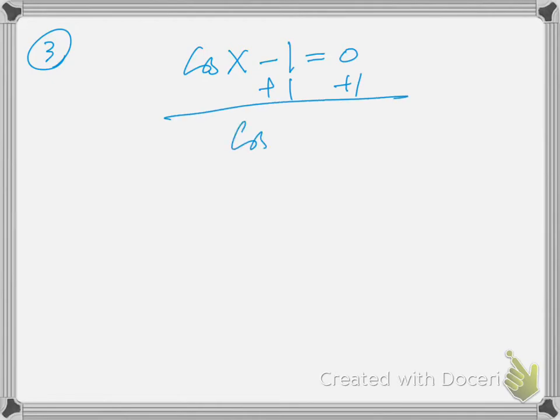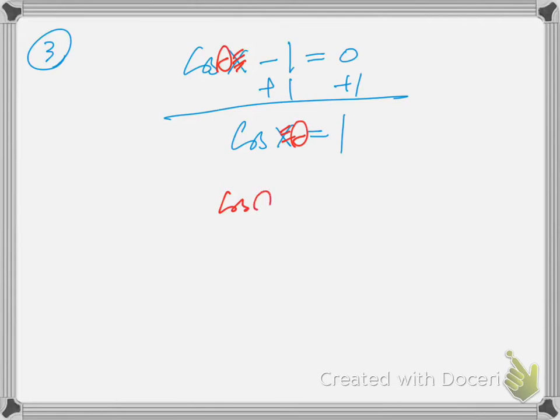Okay, so an easier one. Number 3. So let's say cosine x minus 1 is 0. Okay, so first we want to solve for cosine x. Plus 1, cosine x is 1. So first we got the trig value, right? So I use the angle again, I shouldn't use x, I should use theta. So cosine theta is 1.